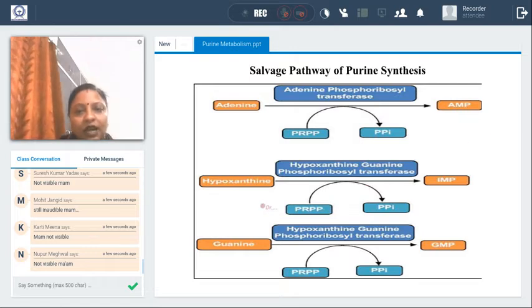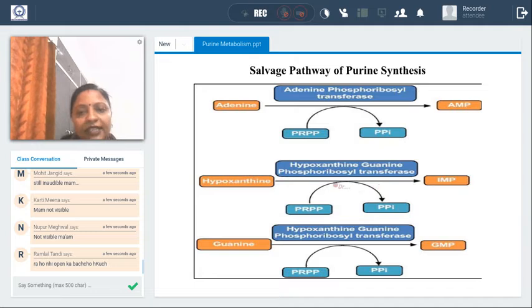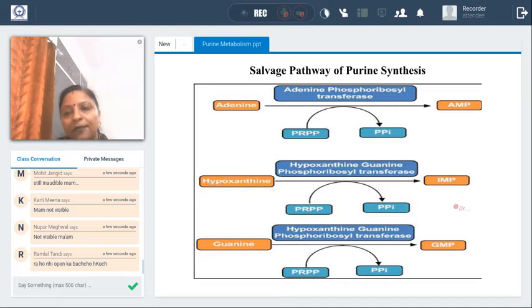Next is hypoxanthine. Hypoxanthine, in the presence of hypoxanthine guanine phosphoribosyl transferase, a very common enzyme that is called HGPRT, and in the presence of PRPP, again releases PPi or inorganic pyrophosphate. It converts into IMP. What is IMP? Inosine monophosphate.